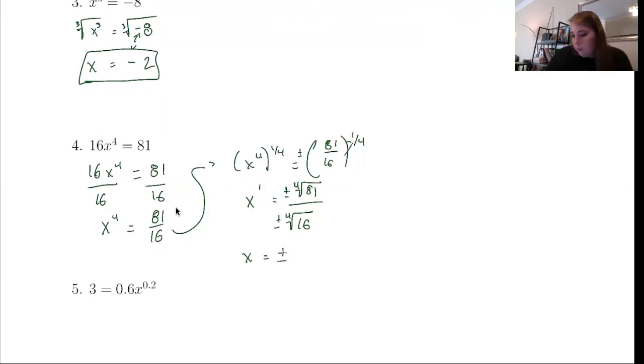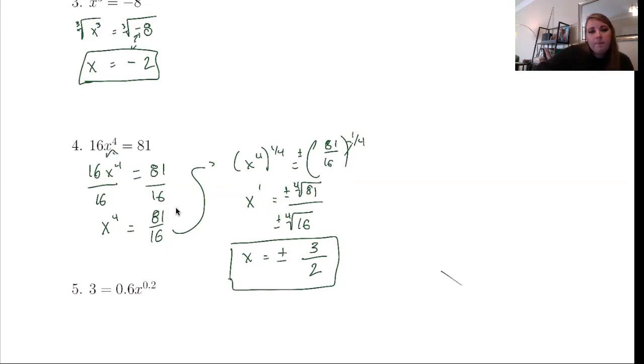Okay, so the fourth root of 81, well, the square root of 81 is 9. Square root of 9 is 3. So 3. And then the fourth root of 16 is 2. So plus or minus 3/2. And you could check both of these by putting them into the original. You just have to check each one. Sounds pretty fun. Alrighty.